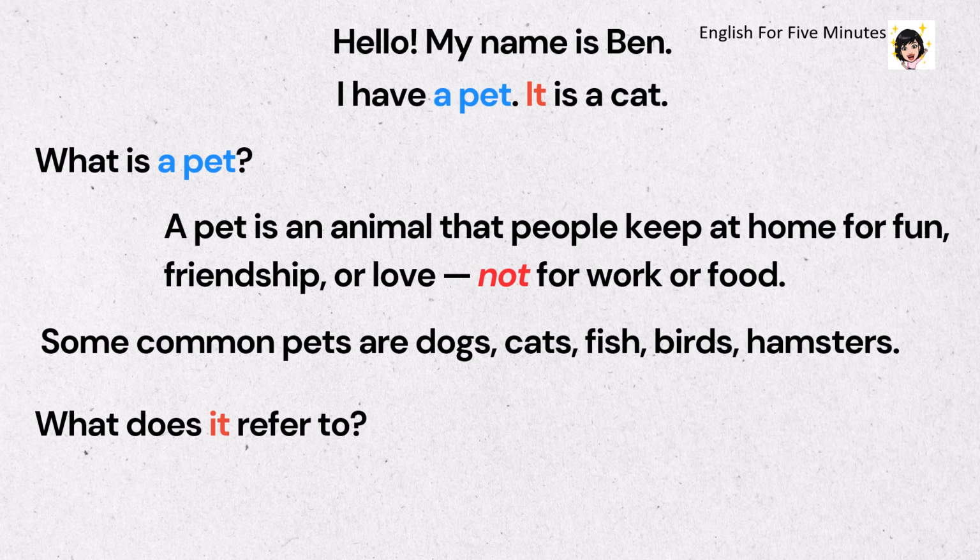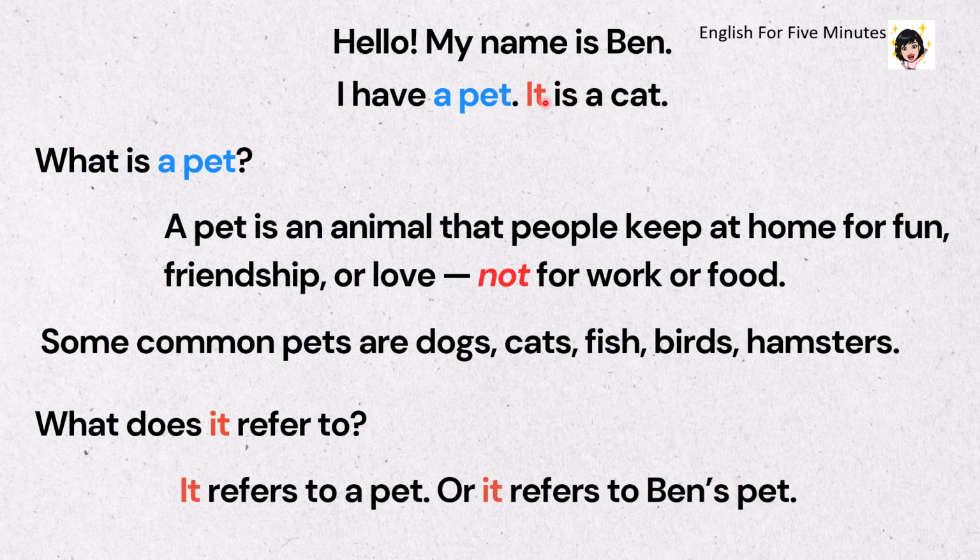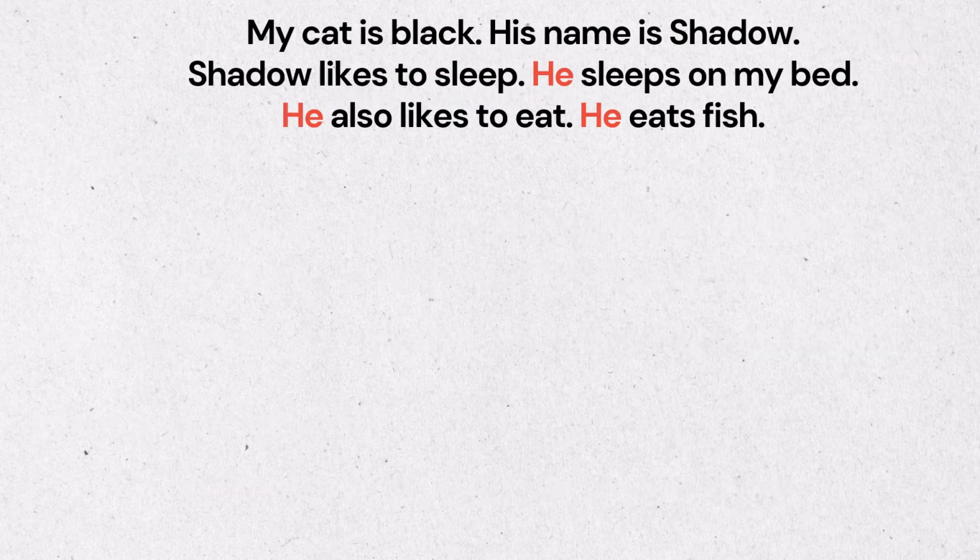My other question is, what does it refer to? It in here. What does it refer to in this sentence? I have a pet. It is a cat. Can you guess? So it in this sentence refers to a pet, or it refers to Ben's pet. So I have a pet. It is a cat. It in here refers to a pet. So these are the sentences from the story.